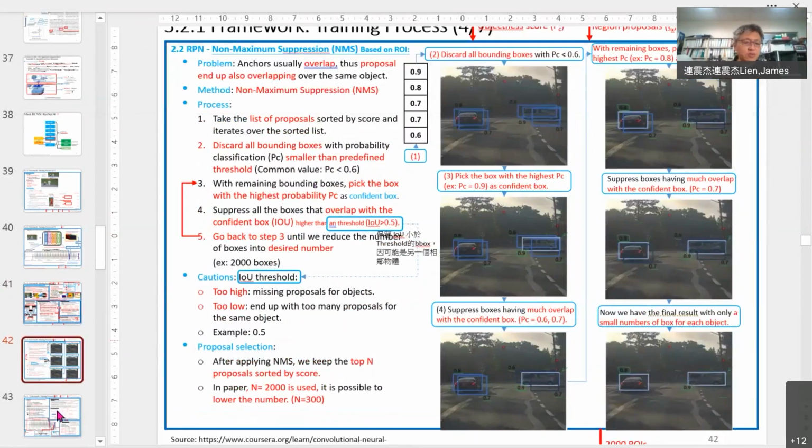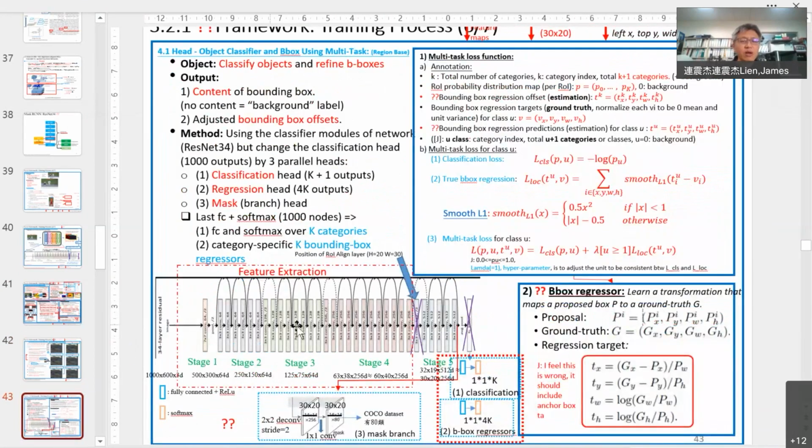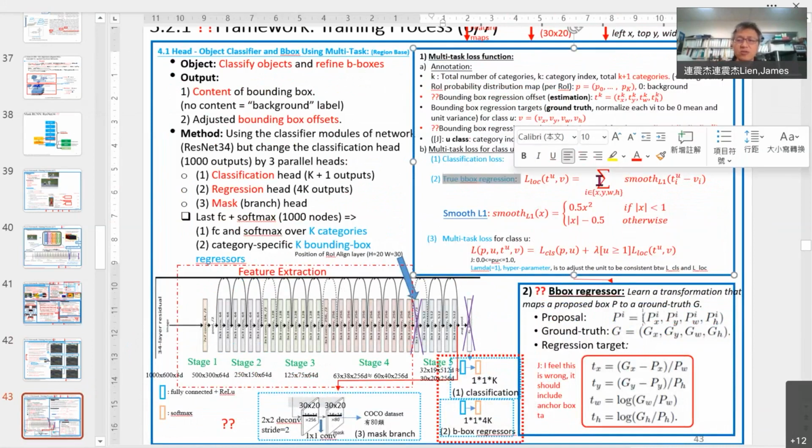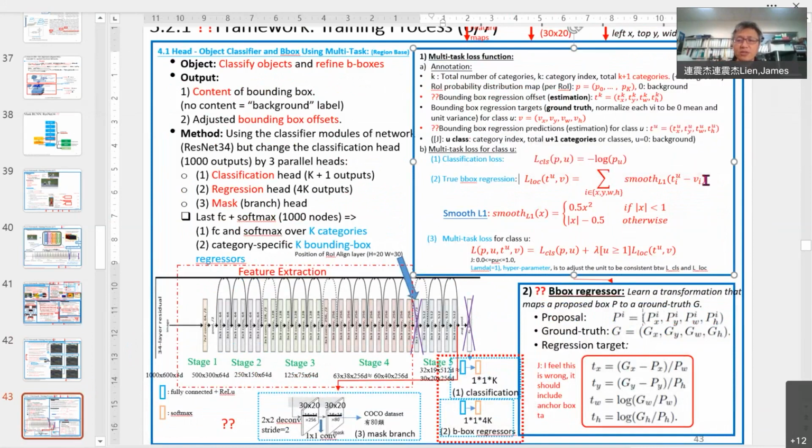This is the loss function for the bounding box, because the bounding box is continuous. So for the bounding box regression, they use a smooth L1. Smooth L1, we already talked about this. Important: many papers use smooth L1 for the bounding box.